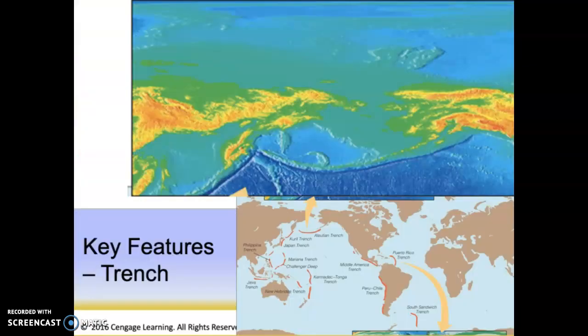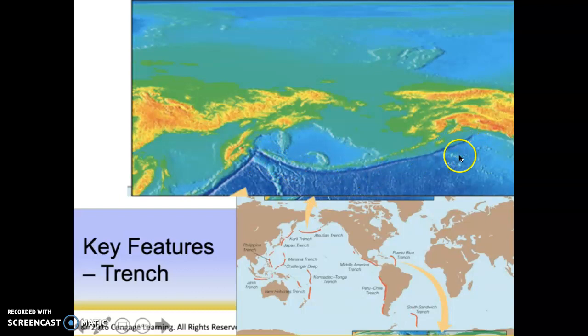So let's take a look at these trenches. This is just another view. There's a map from your book that shows the trenches all around the Pacific Ocean. In fact, they missed the one up here off the northwest coast of the United States, but they've got the rest of the trenches there, and they're labeled. The deepest place in the ocean is in the Mariana Trench. It's called Challenger Deep.